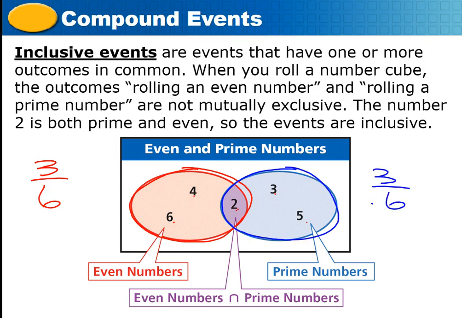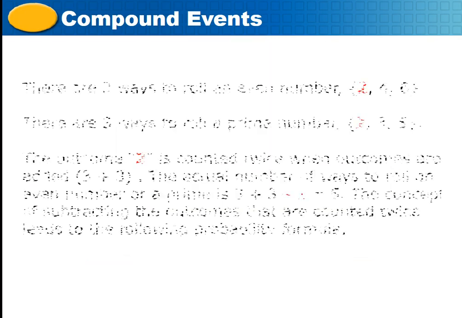So what's happened here, because the 2 is in both groups, we've overrepresented that 2. So we're going to have to subtract 1/6. So we'll add the 3/6 to the 3/6, but then we'll subtract the 2, which is 1/6. So let's look at how this looks.